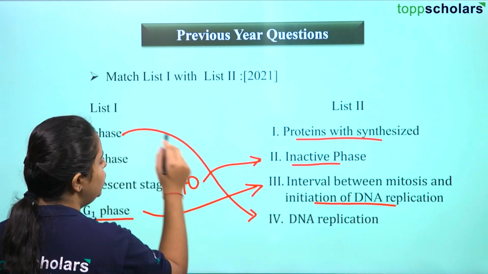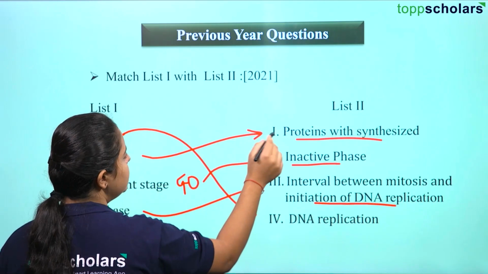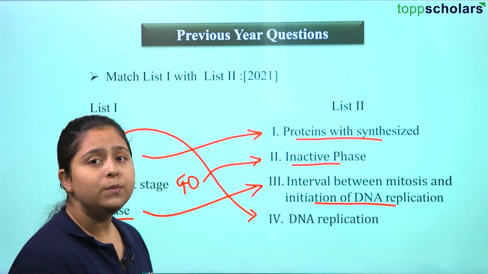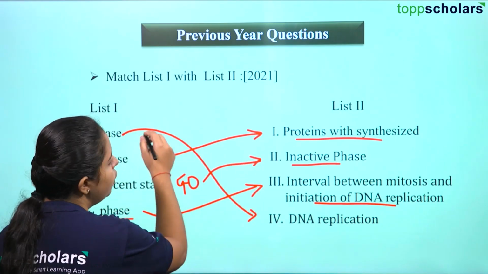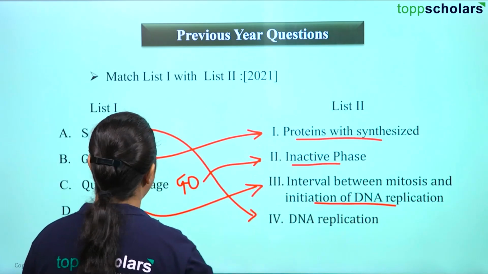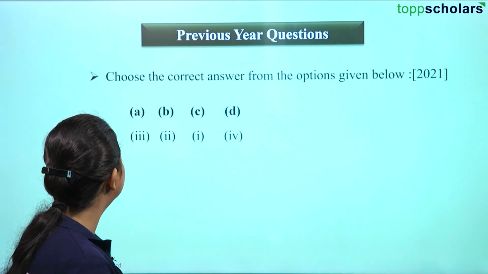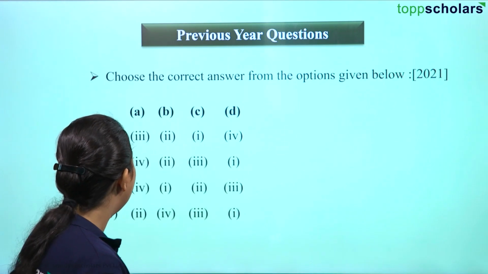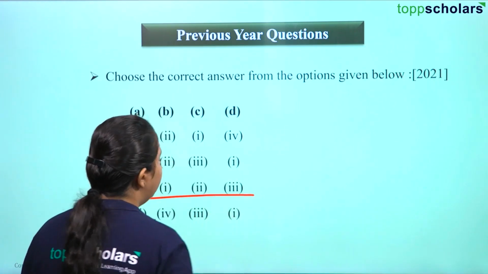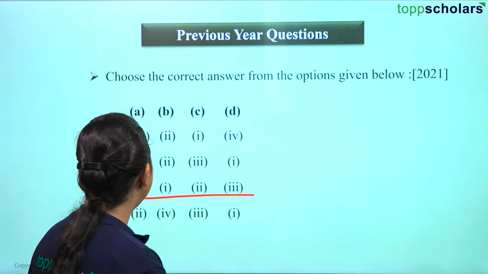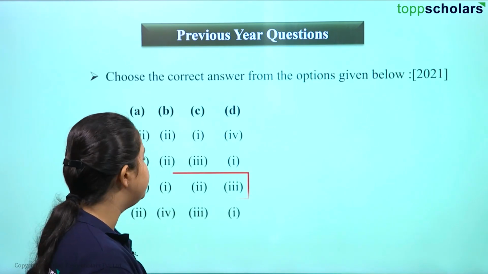So A should be matched with 4. B should be matched with 1. Again, what is the sequence that we are looking for? Yes, it is 4, 1, 2, 3. This sequence is present over here. 4, 1, 2, 3 is given in the third option. So the correct answer becomes your third option.